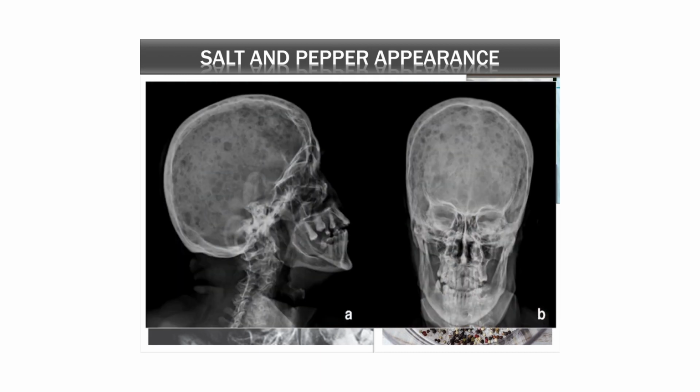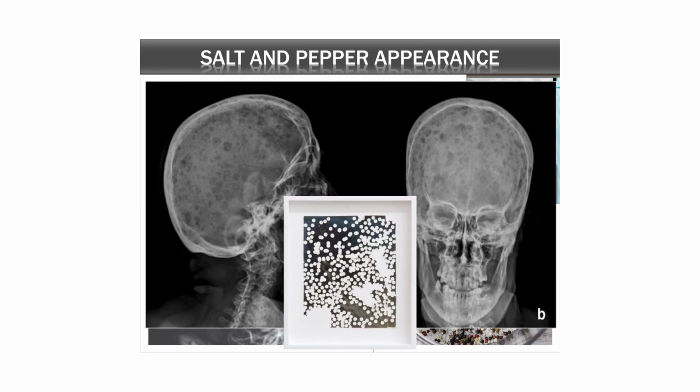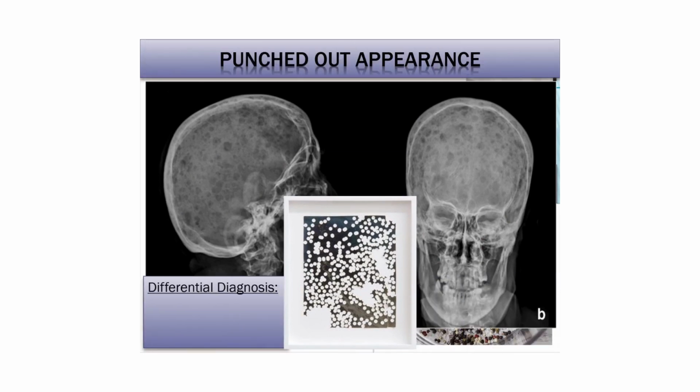Multiple discrete, well-defined radiolucencies of varying sizes giving a punched-out appearance can be seen in multiple myeloma and Langerhans cell histiocytosis. These are multiple lytic lesions seen with local disappearance of normal bone and resorption.